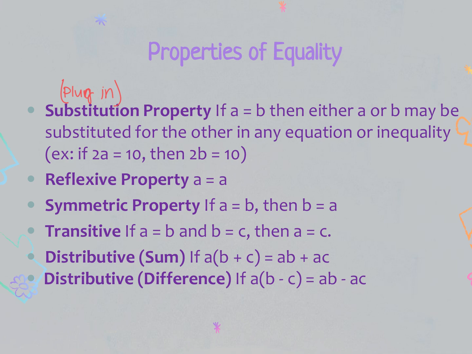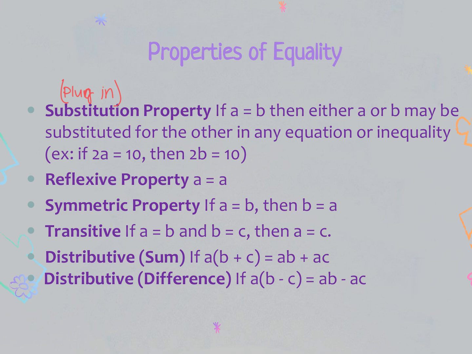So that one we should know. Also the ones on the bottom we should know. Distributive properties, when you're distributing something. Don't worry about the sum or difference. Just know what distribution is. That is distributive property. Sum means you're adding. Difference means you're subtracting. That's good to know. We should already know that. But just know what distributive property is when you're distributing something.